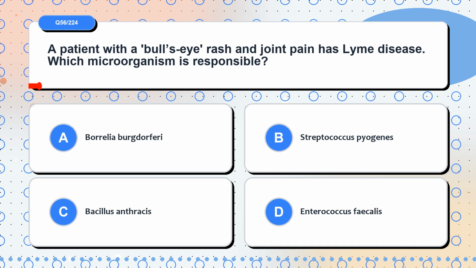Question 56. A patient with a bullseye rash and joint pain has Lyme disease. Which microorganism is responsible? Here are the options. Option A, Borrelia burgdorferi. Option B, Streptococcus pyogenes. Option C, Bacillus anthracis. Option D, Enterococcus faecalis.